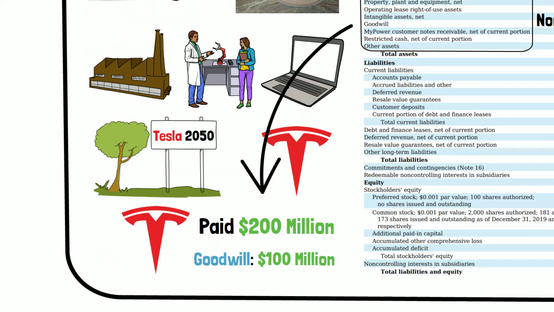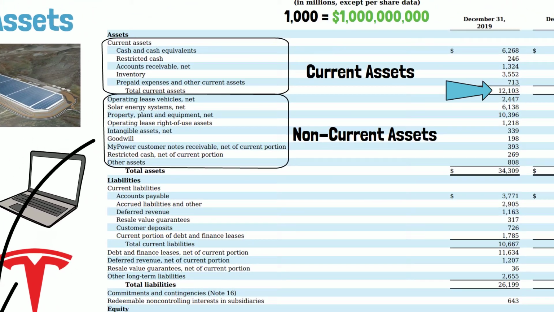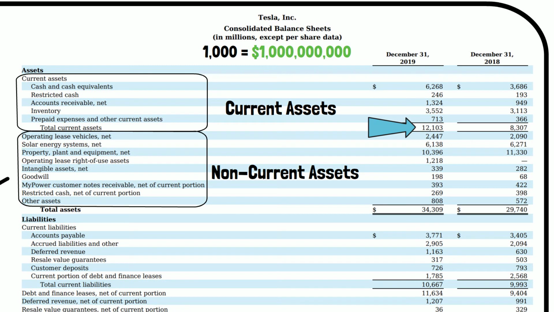The net restricted cash is the cash with restricted uses for more than a year. The other assets are financial products that Tesla uses to protect themselves from foreign exchange rate and interest rate changes. At the bottom, you'll see the total of all the assets, current and non-current. Tesla's assets totaled $34.3 billion on December 31st of 2019.